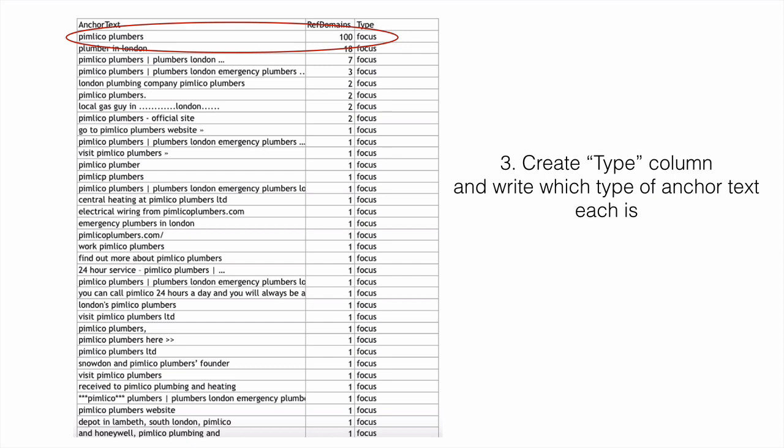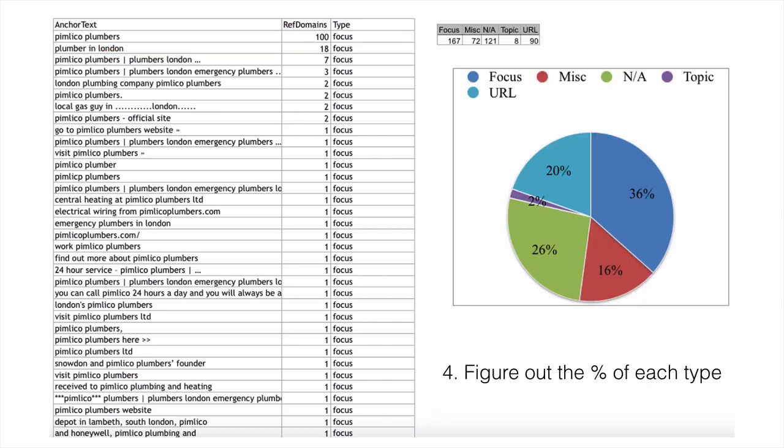I've added the column type after referring domains, deleted all the other ones, and I've just manually gone down for each of them and just wrote down which type it is. So all of these ones you can see right here are focus. And then what I've done, you go into the next step, is that I wrote down a count of each of them.